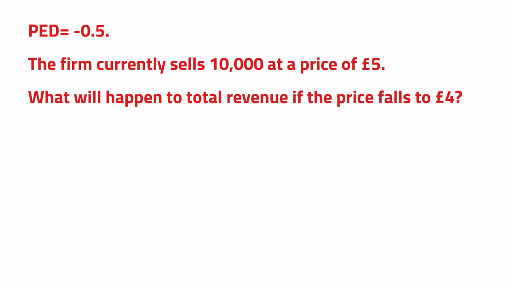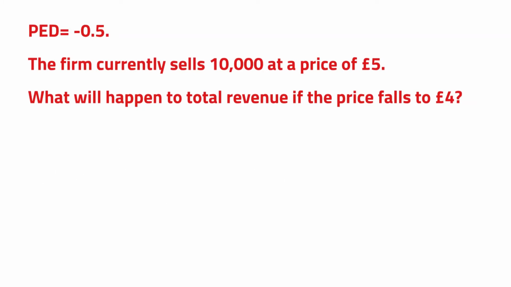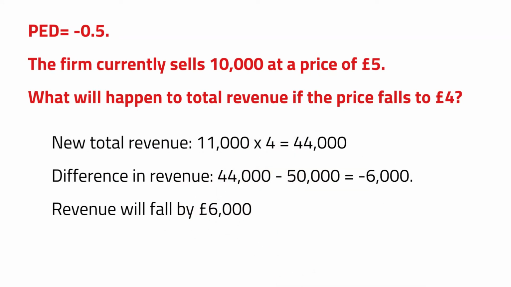To get the new output, we need to add 10% to the output, or in this case 1,000. This gives us a new output of 11,000. Our new total revenue will be 11,000 multiplied by £4. This gives us £44,000. The difference in revenue will be our new revenue minus our old revenue. This will be minus £6,000. So, in this case, revenue will fall by £6,000.